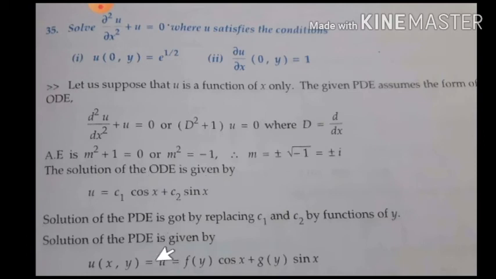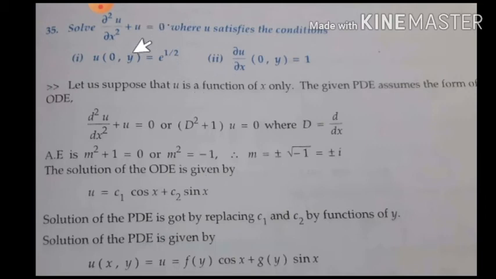Here we did not discuss the solution of the PDE. To get the solution of the PDE, in place of C1 and C2, we need to write functions of y, because the u answer is obtained in terms of x. So always the constant will be in terms of the other independent variable, that is y. So in place of C1 and C2, if you write f(y) and g(y), this is the solution of the partial differential equation.